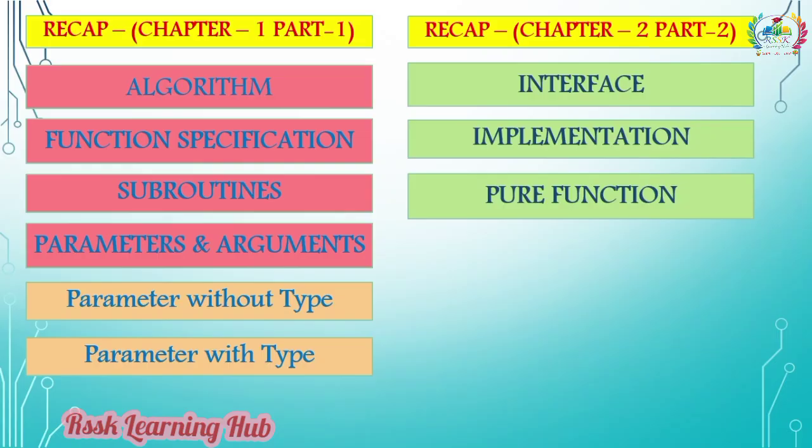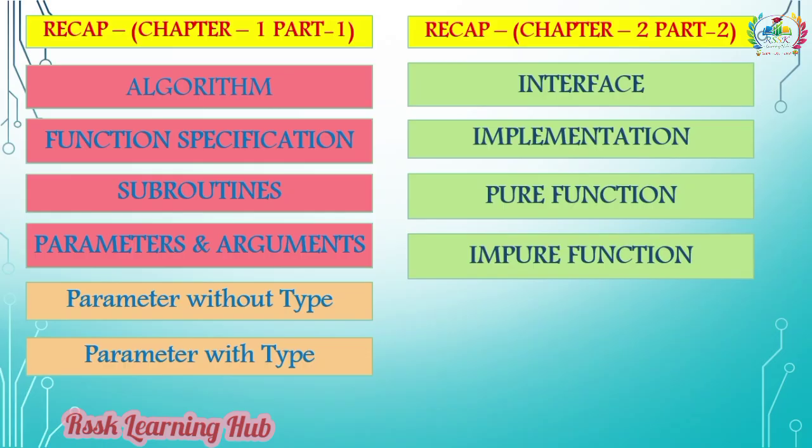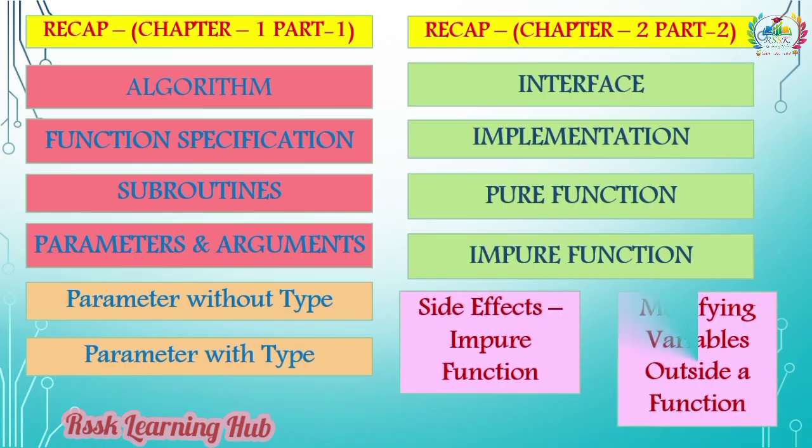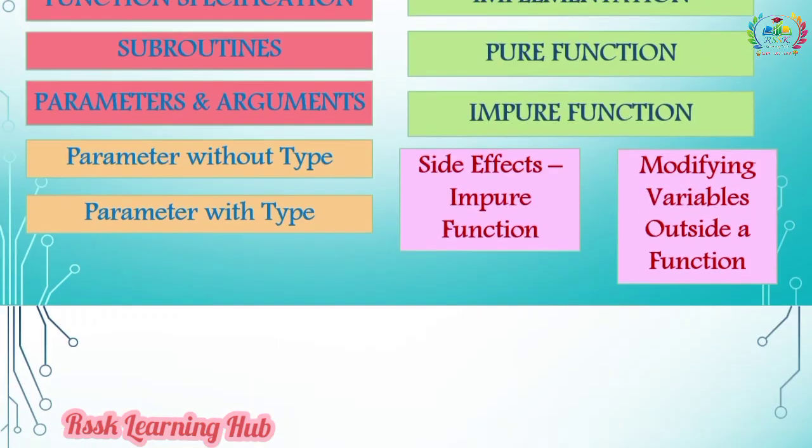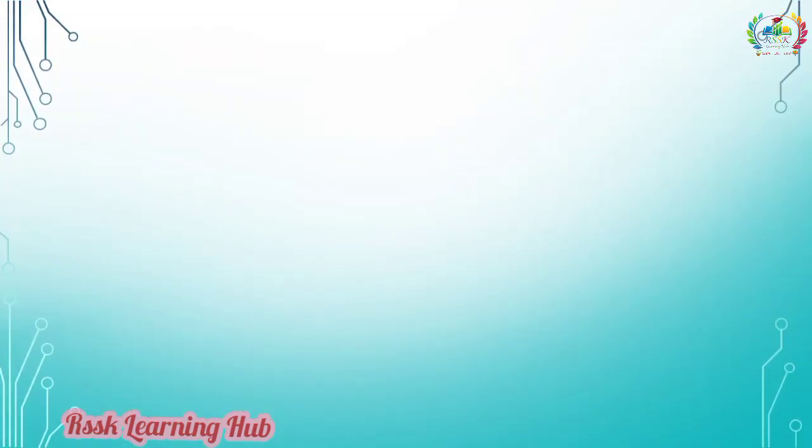Then what is a pure function? It will give the same result when the same arguments are passed, right? And an impure function, then the side effect of using an impure function and how to modify a variable outside the function. So these are all the topics we discussed so far in the last two videos of your class. Now moving to this session, we are going to see a problem, how to solve a problem using function.